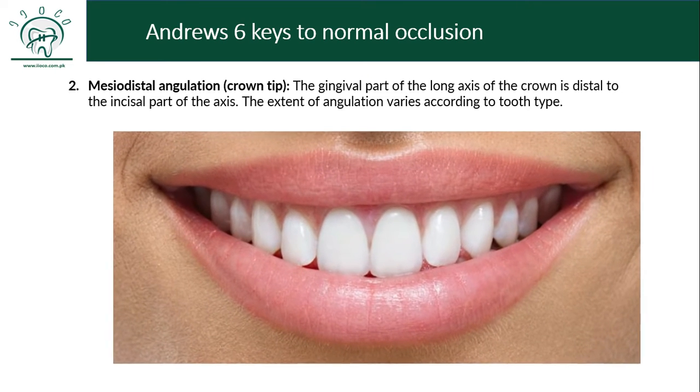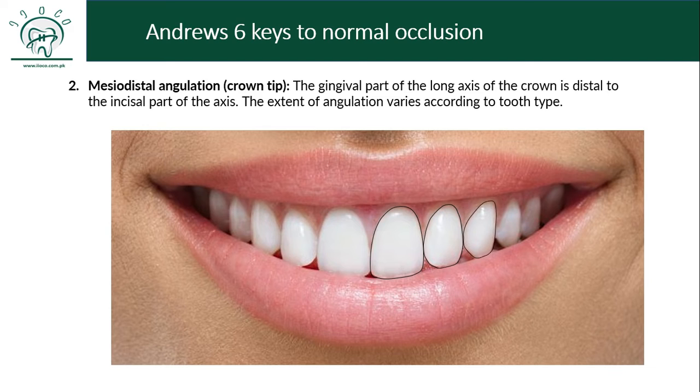Let me try to draw the outline of anterior teeth to explain. Now try to make the long axis of each crown. Remember, I am talking about the crowns only, not the roots. This is the gingival part of the long axis of the crown, and this is the incisal part of the long axis of the crown. Now you may notice that these long axes are not straight lines, but they are mesially inclined. You can see that the incisal part of this long axis is mesial and the gingival part is distal.